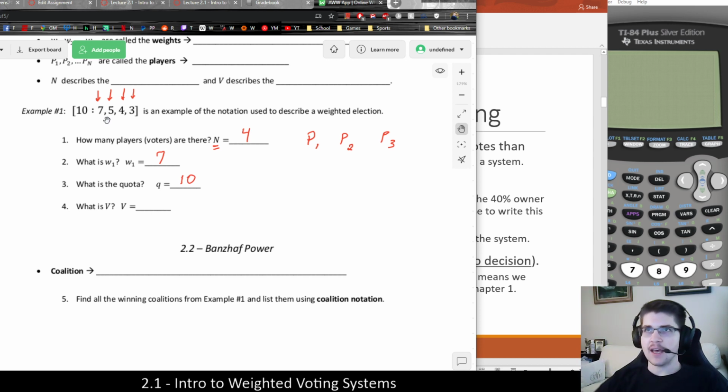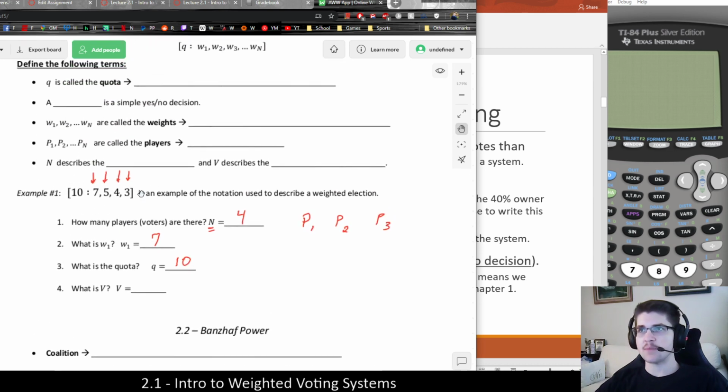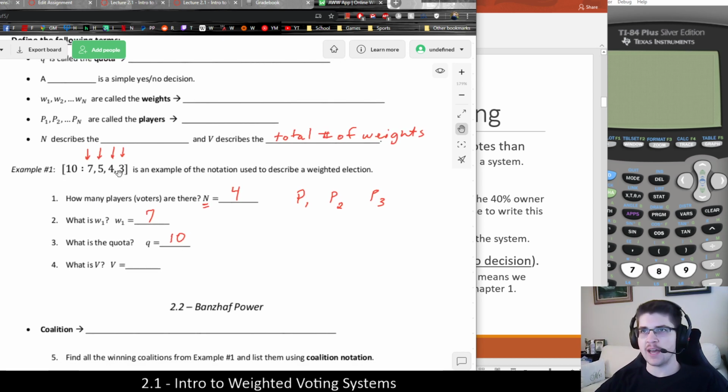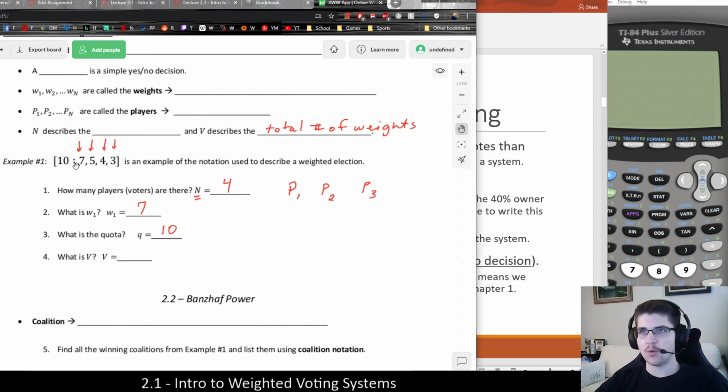And V, I didn't actually mention that before, but V describes the total number of votes, or total number of weights, I guess you could call it. Basically, what's the net weight of all players involved? So if we add up the other four numbers, not including the quota, that would be 19, which is what capital V stands for. And that's helpful for analyzing terms like majority.